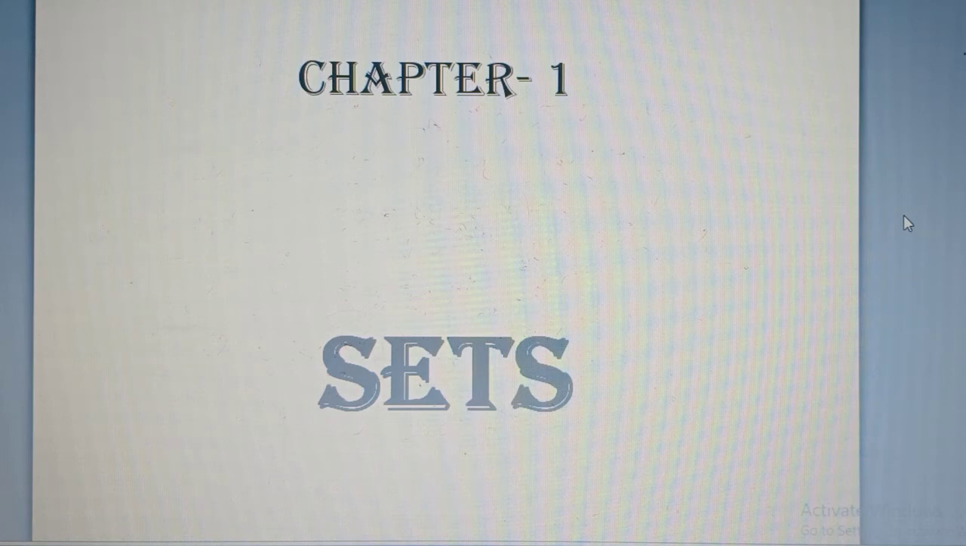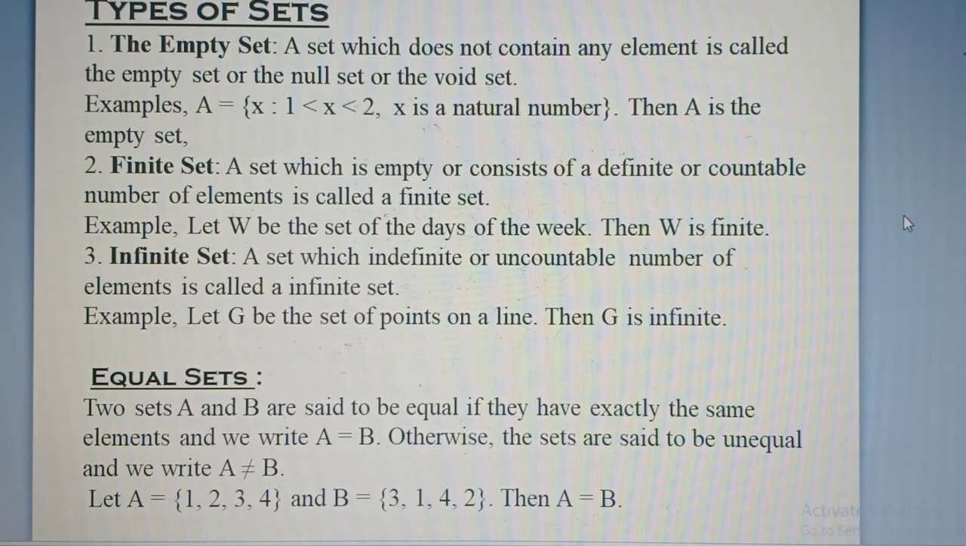Here I am going to continue the chapter set. In this video lecture I am going to discuss the types of sets, subsets, and equal sets. So students, what are the different types of sets? You can see on the screen the first type of set is the empty set. So students, what is an empty set?